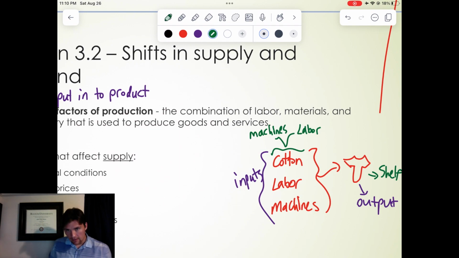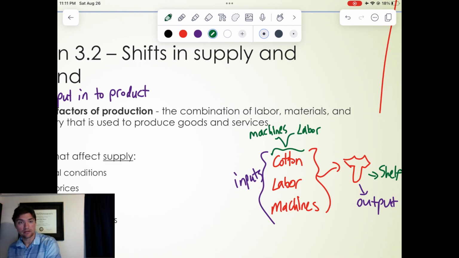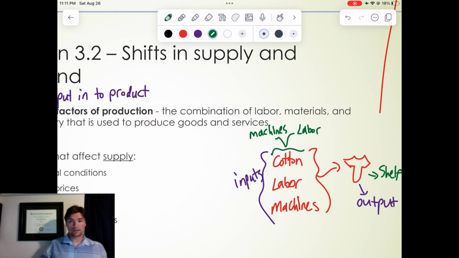So the main thing to ask yourself, is this the output? Is that the final product on the shelf, right? Like if we're talking about the market for t-shirts, then the output is the t-shirts. And if we're talking about the market for t-shirts, is cotton the output? No, right? Because what are we talking about? We're talking about t-shirts. So cotton is the input because we are the t-shirt market and cotton goes into the t-shirts.